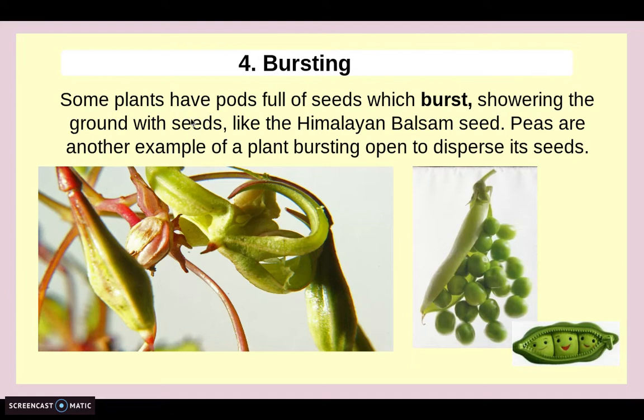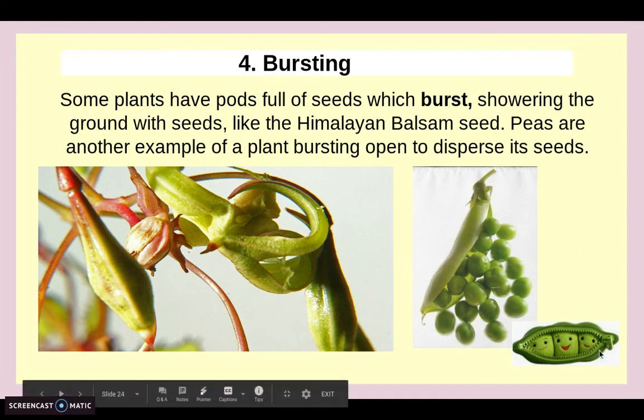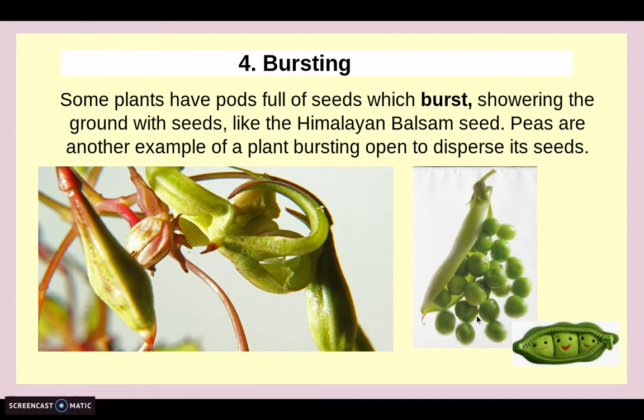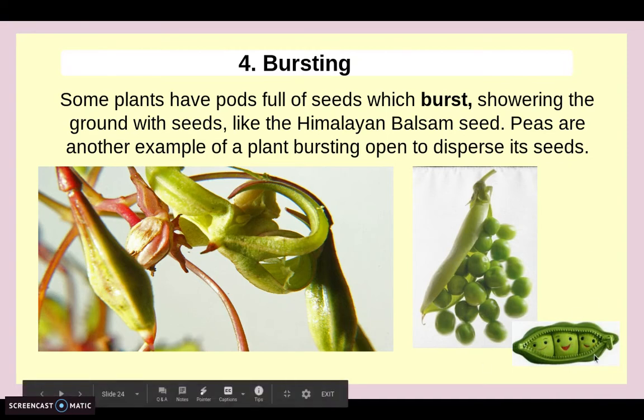Bursting. Some plants have pods full of seeds which burst, showering the ground with seeds, like this Himalayan balsam seed. Or peas are another example of a plant bursting open to disperse their seeds. Who's heard of the saying, peas in a pod? So the pod is the fruit, and all the little peas, dying to get out, are the seeds.